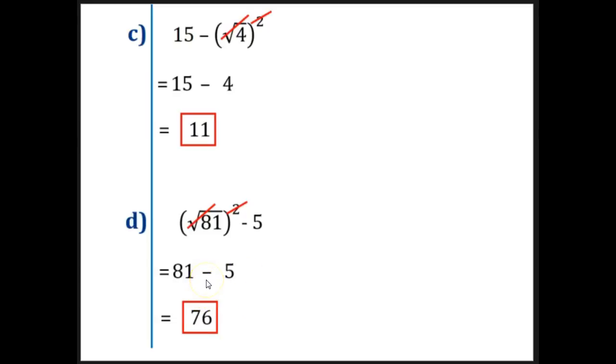What's that sign right there? Why would I flip it? Why would I flip anything? What tells me to flip it? It says 81 minus 5. I didn't move anything over. I didn't divide by anything. I just brought it down as a minus 5. There was nothing else involved in there.